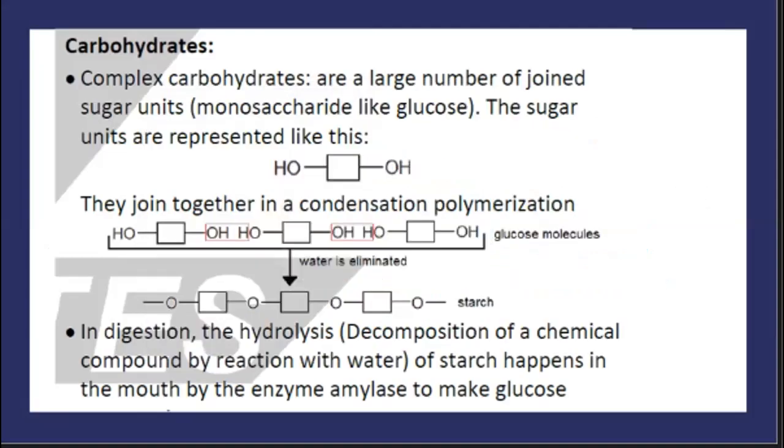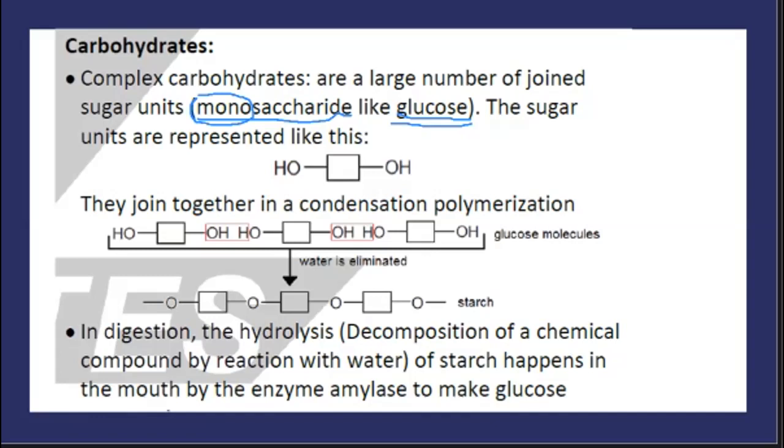Next, we have carbohydrates. Carbohydrates are complex macromolecules. The simple carbohydrate is your glucose, right? Glucose is a simple sugar because it is a saccharide, and it is a monosaccharide because it is one sugar unit. If I have two sugar units, I have a disaccharide. If I have many sugar units, I have a polysaccharide. What you would hear is monosaccharide, disaccharide, and polysaccharide.